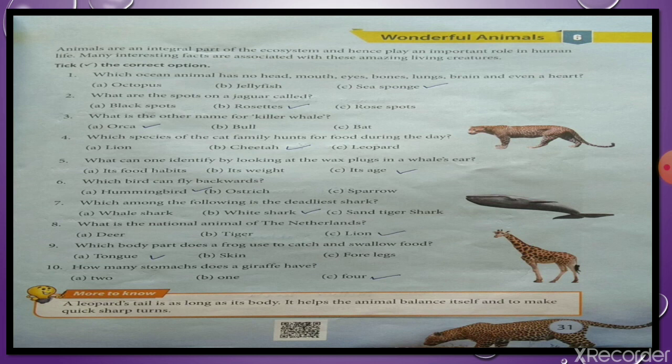Now, how many stomachs does a giraffe have? Giraffe have four stomachs. Then you can see in more to know, a leopard's tail is as long as its body. It helps the animal balance itself and to make quick, sharp turns.